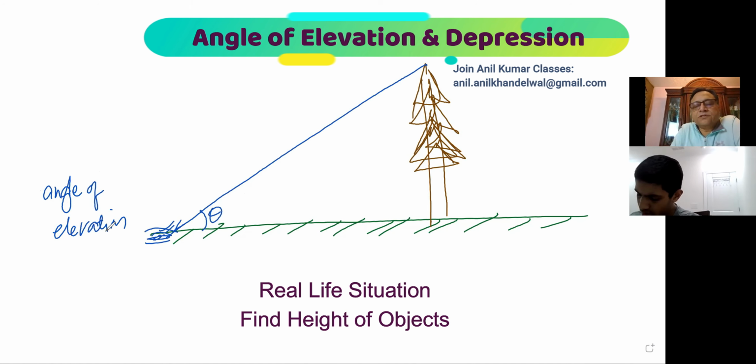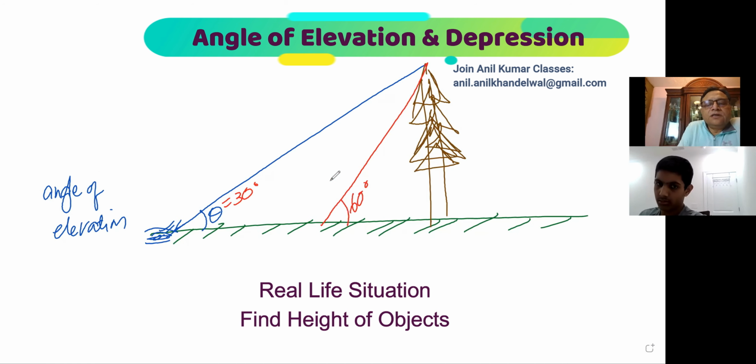So I'll take a question based on angle of elevation. Let us say the angle of elevation for us is 30 degrees. Let's take a simple question, right? And then let's say we covered another distance and now the angle of elevation becomes 60 degrees after covering a distance of, let's say, 20 meters. Now the question is, find the height of the tree.